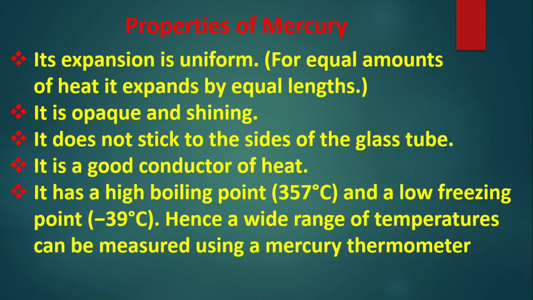Properties of mercury. Its expansion is uniform. For equal amounts of heat, it expands by equal length. It is opaque and shining. It does not stick to the sides of the glass tube. It is a good conductor of heat. It has a high boiling point, 357 degrees Celsius, and a low freezing point, minus 39 degrees Celsius. Hence, a wide range of temperature can be measured using a mercury thermometer.